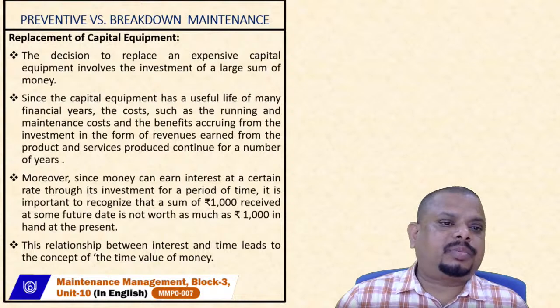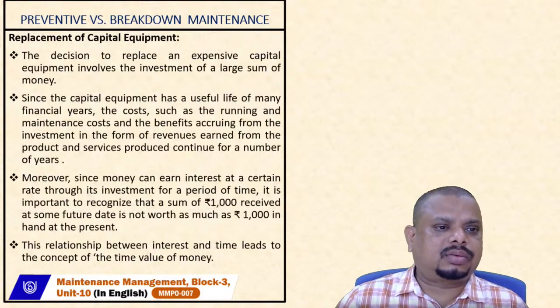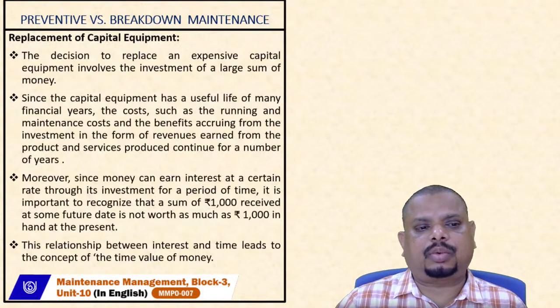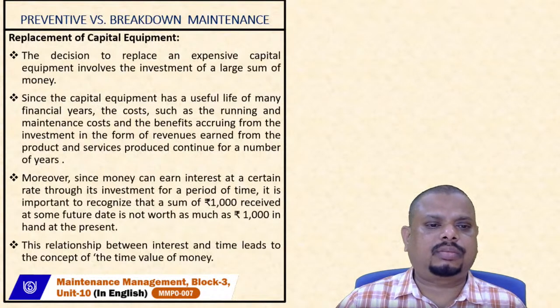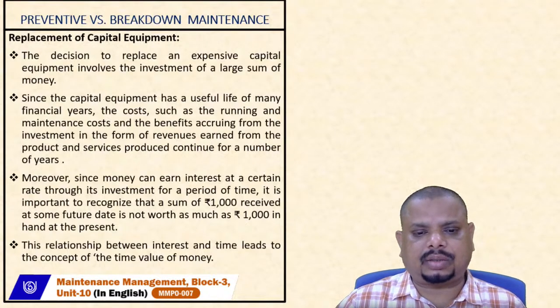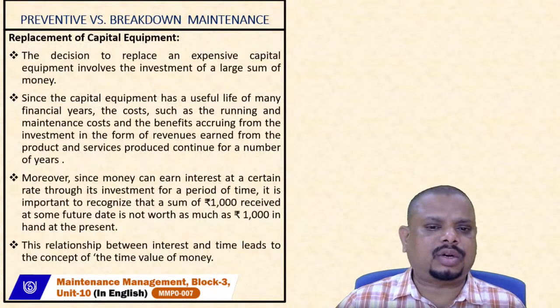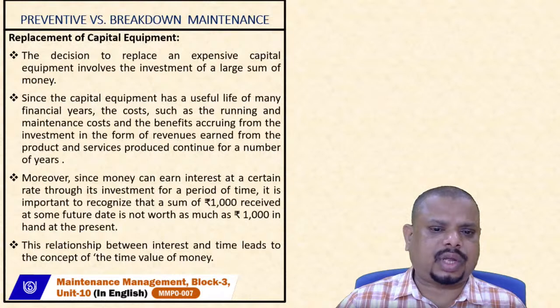The next one is replacement of capital equipment. So here what will happen? You have to take the decision to replace expensive capital equipment involving the investment of a large sum of money. For example, a manufacturing company has a number of CNC machines. CNC stands for computer numerical control machines. These machines are highly expensive capital equipment, which is used in precise component making.